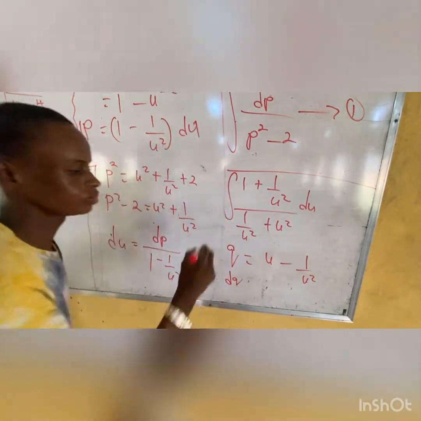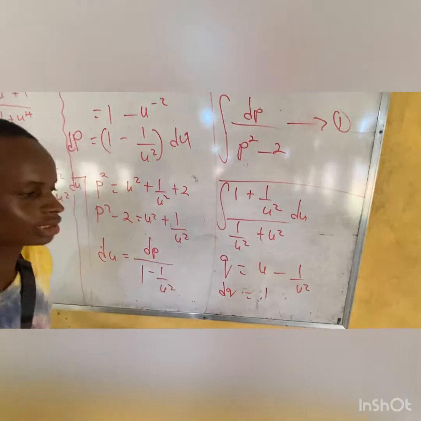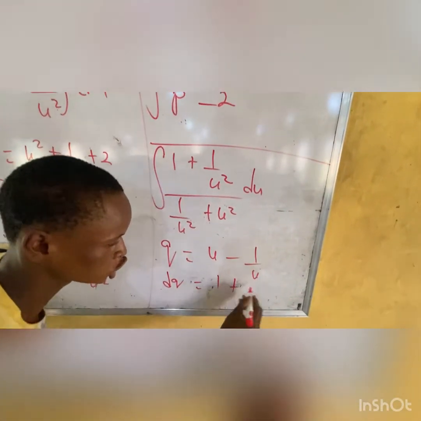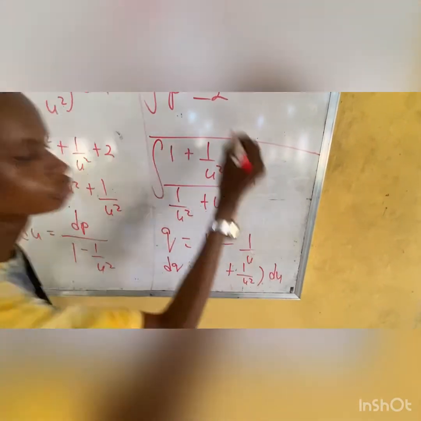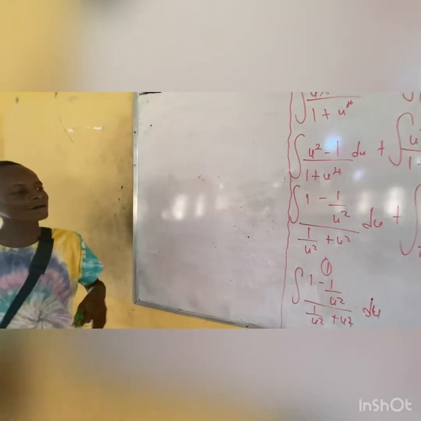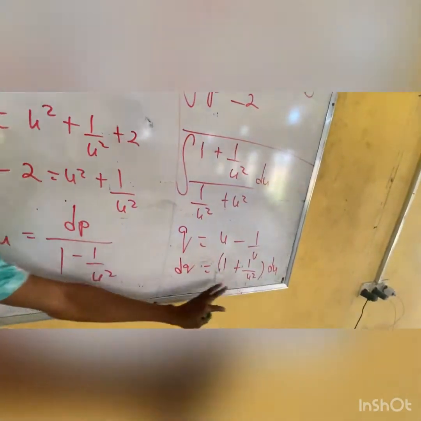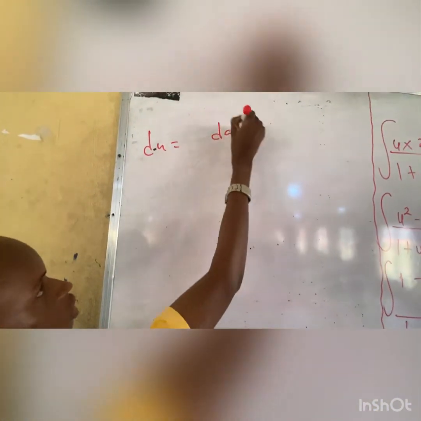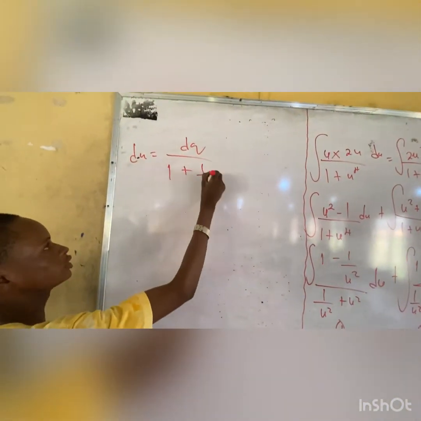So we have q is equal to, differentiate this, you have 1. Differentiate this, okay, this is meant to be 1 over u. Differentiate this, you have plus 1 over what? u squared, or what? du. Bringing back our second integral, making u the subject of the formula here, we have our du is equal to dq all over 1 plus 1 over u squared.